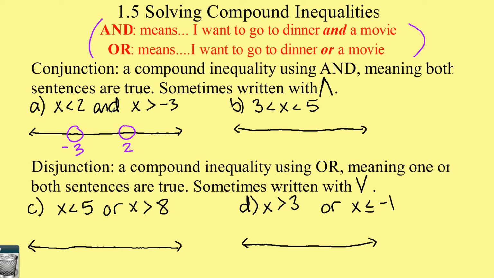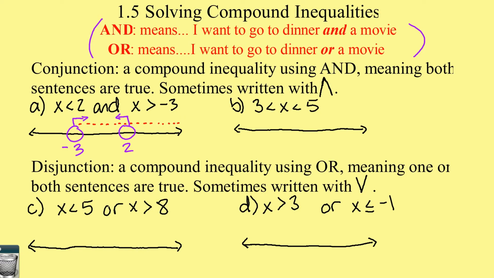Now, "and" is only when they're both true, so I don't shade until I figure out what covers both things. What I mean by that is x is less than 2, so that's everything to the left of 2, and I'm going to do a little arrow there. And I know x is greater than -3, so everything's bigger than -3.